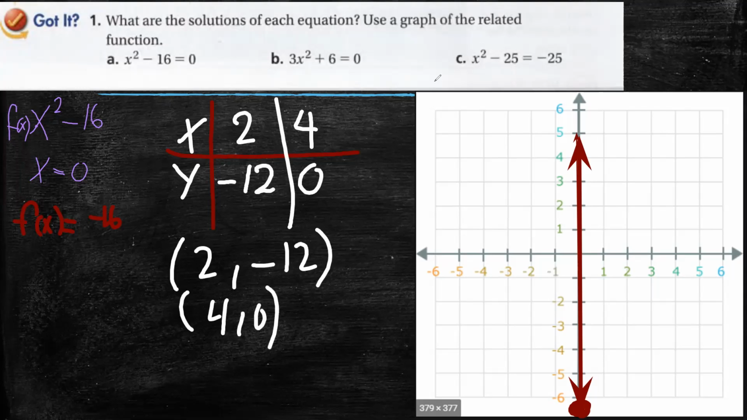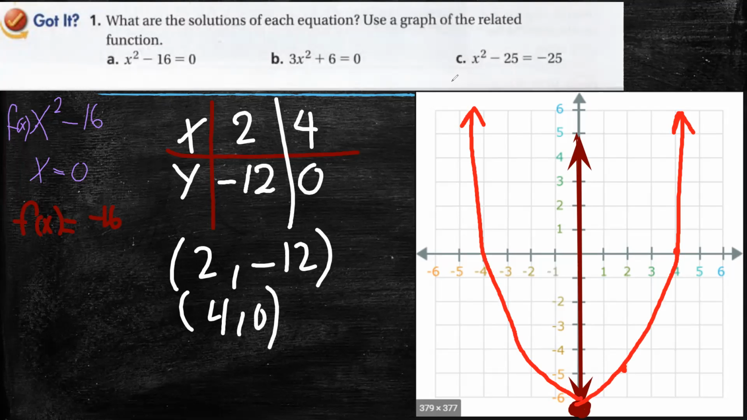Let's plot them now on the curve here. 2, negative 12. Let's imagine it is here. 4, 0. Let's connect them now to make a U curve. Then make a mirror or reflection of them.